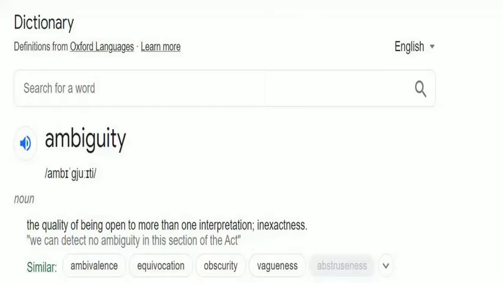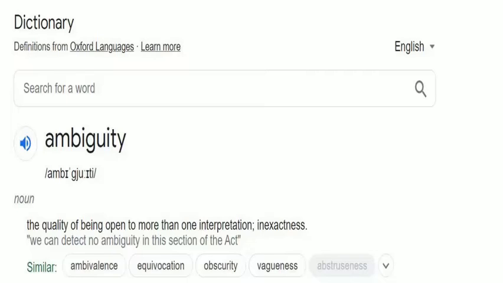Now what is ambiguity and what is redundancy is what we are going to learn. Now, when you come to ambiguity, let me open the dictionary. Especially in the Oxford Dictionary, they give the meaning: the quality of being open to more than one interpretation.